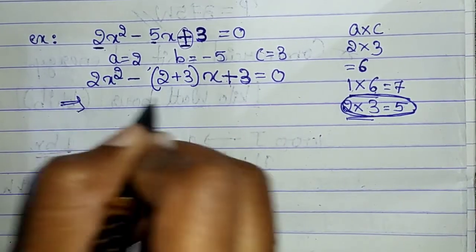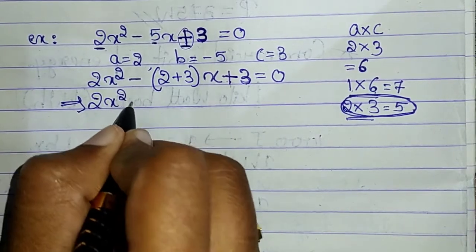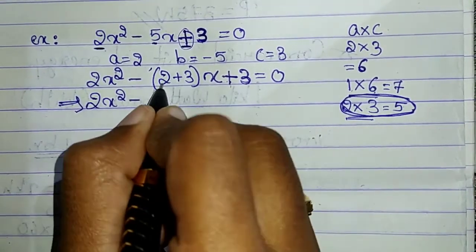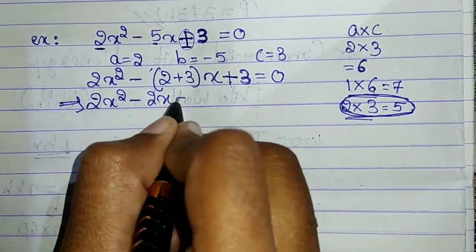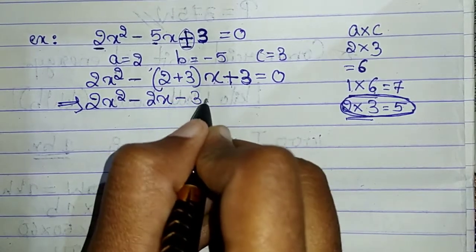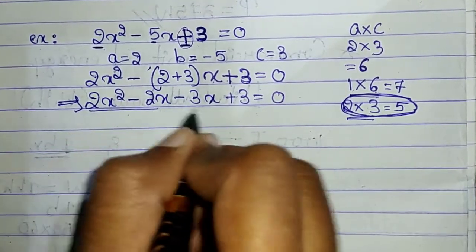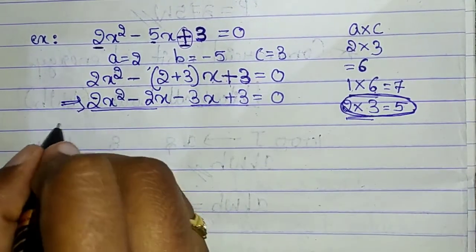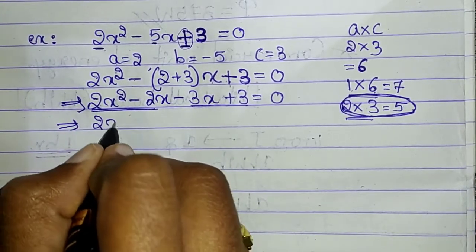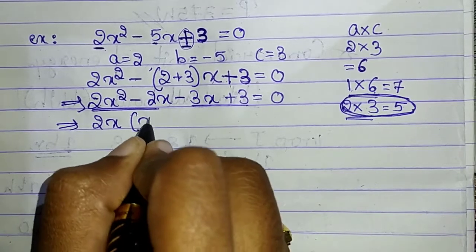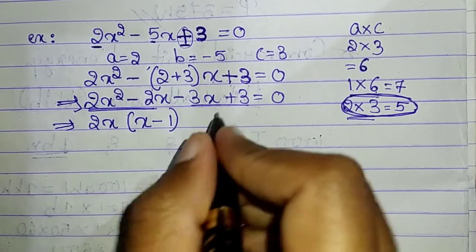So here we split our middle term. This implies 2x square minus, opening the brackets, 2 into x, 2x, minus into plus, minus 3 into x, 3x, plus 3 is equal to 0. Now we shall group them. In these two terms 2x is common. Taking it out, what is remaining is x minus 1. X minus 1 remains in the bracket.